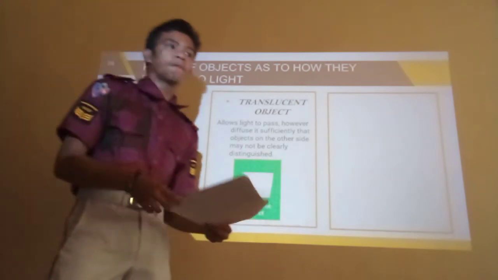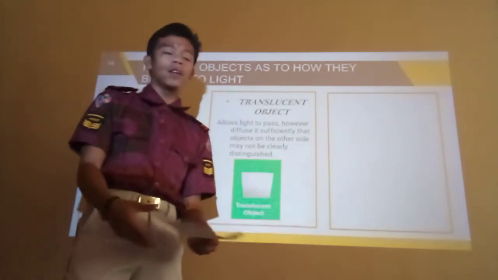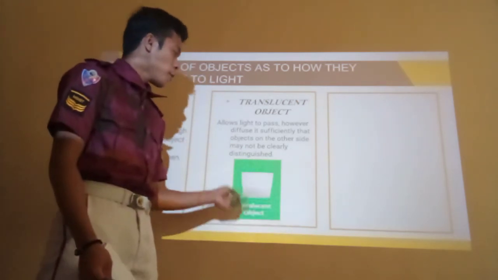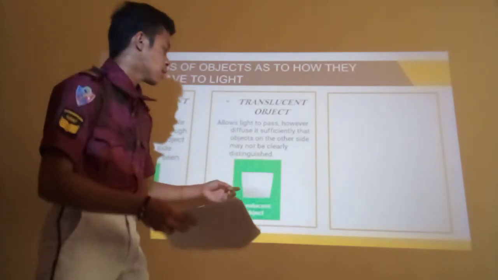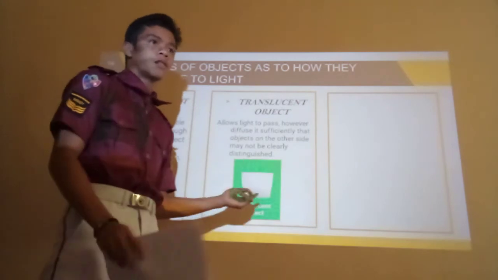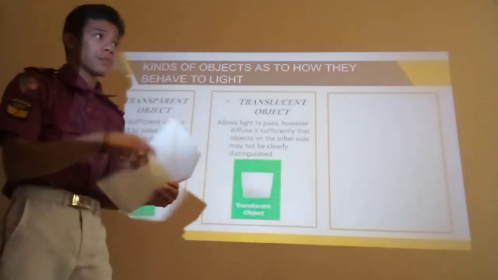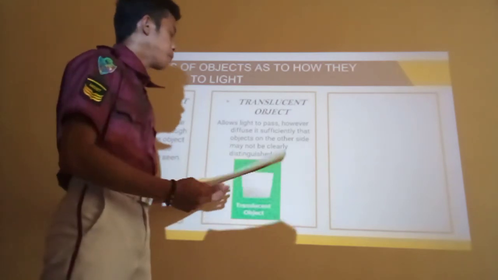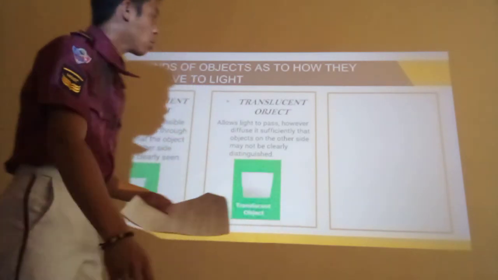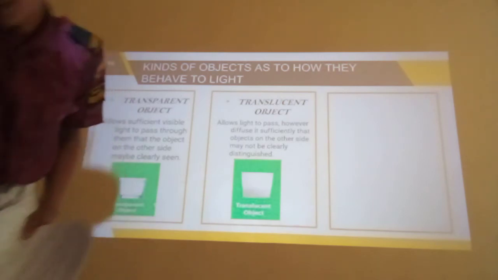If the heat of the sun is reflected on the translucent object, it will show the color. For example, the color of the cup is blue. So if the sun hits it, the color will come up, so it will look light or bright.